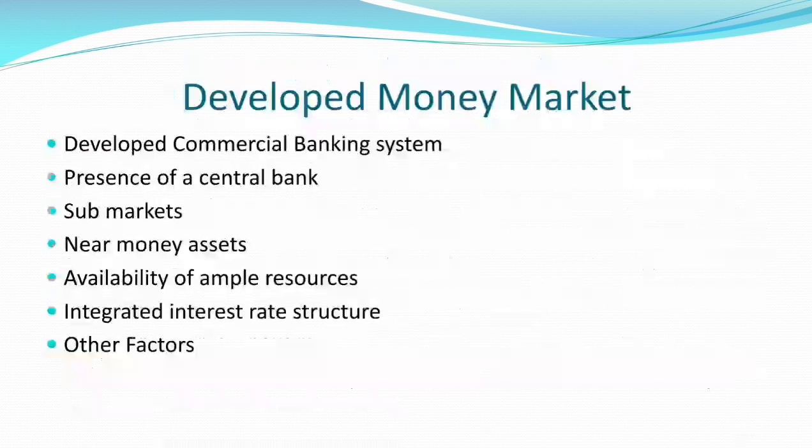We know that our money market, that is the money market of India, is not so developed. The most developed money market in the world is the London money market. So what are the features of a developed money market? A developed money market must have a developed commercial banking system. Commercial banking system means a very flexible and efficient commercial banking system must be there for a developed money market. And there is a presence of a central bank.